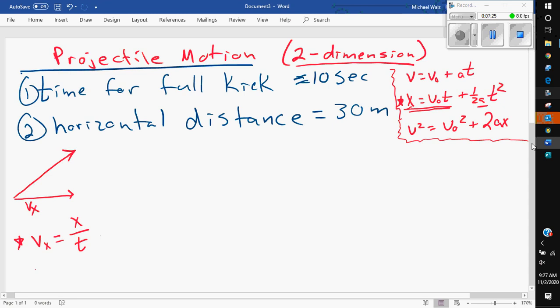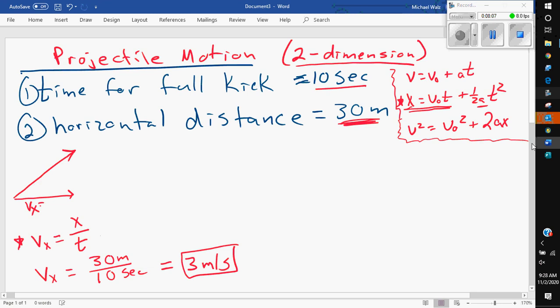Okay, so for this situation, the velocity in the x direction is how far? The horizontal distance from where I kicked it to where it landed is 30 meters. And then the time for it to go that far is 10 seconds. Okay, so any questions about where I got these numbers from? You're going to have to do this on a quiz, but you're also going to have to do this in a lab on Wednesday. So the velocity in the x direction then is 3 meters per second. Okay, so now I want to take that and put that over here in my little triangle. So it's 3 meters per second is the velocity in the x direction.